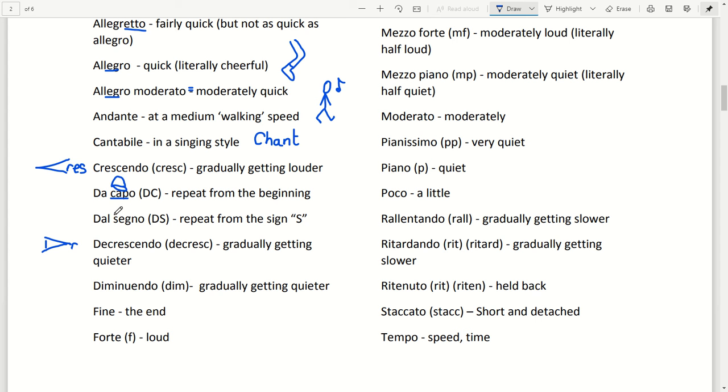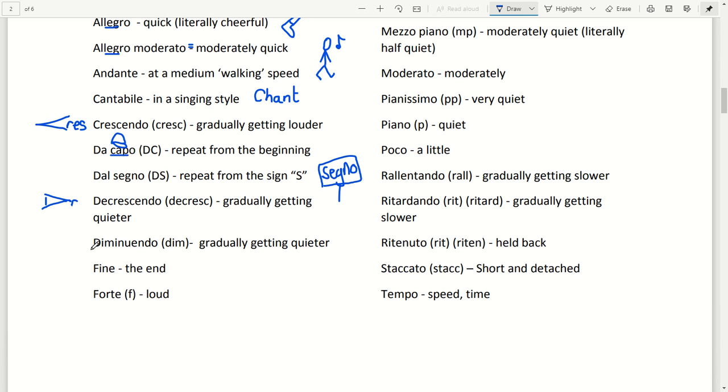And del segno is very similar to the word sign. So let's just doodle something quickly. Let's have a sign. The sign says sign. Very pointless. But lovely.